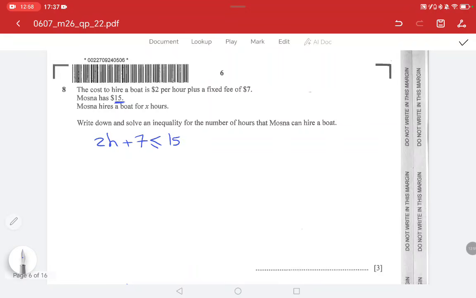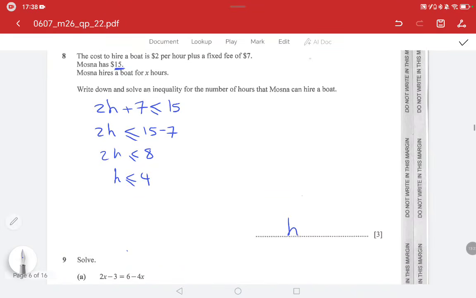So 2H is less than or equal to 15 minus 7, if we subtract 7 from both sides. So 2H is less than or equal to 8. If you divide both by 2, it will be 8 divided by 2, which is 4. So the answer is that she can rent the boat for 4 hours or less.